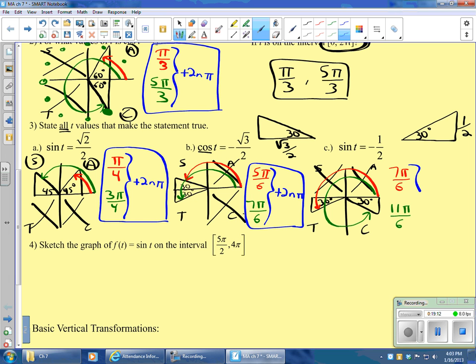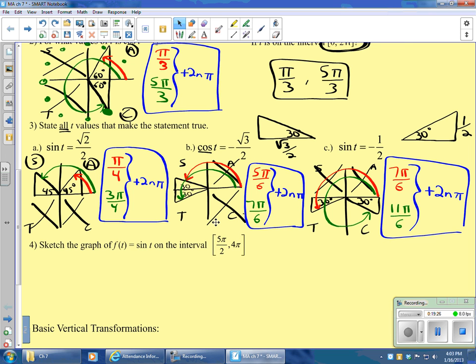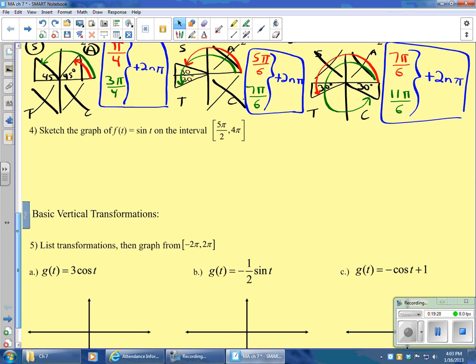And to signify that it could cycle infinitely many times, I just say plus 2n pi. And there's all my answers. Okay, the last problems, 4 and 5 has a few problems on it.